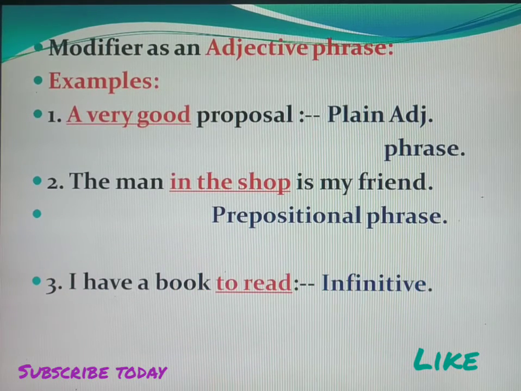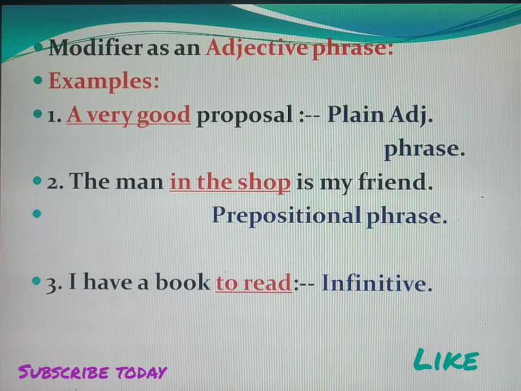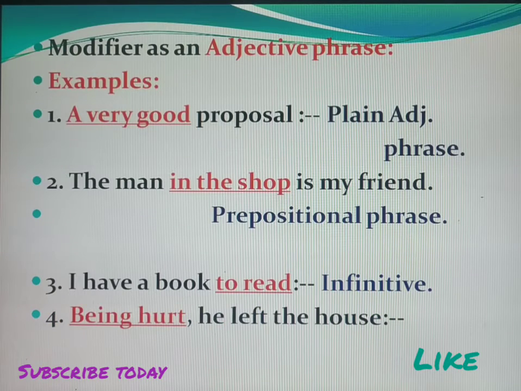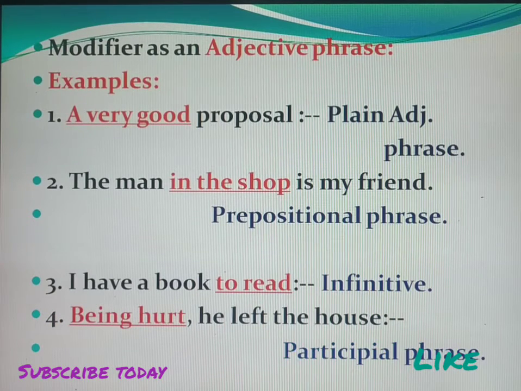I have a book to read. To read is an example of infinitive, but here it states something about the book. So, it is a modifier. Likewise, being hurt, he left the house. Being hurt is a participial phrase. It works here as a modifier of the pronoun he.